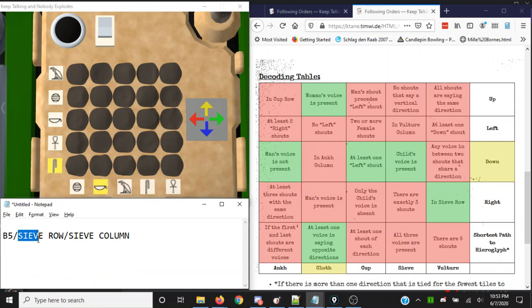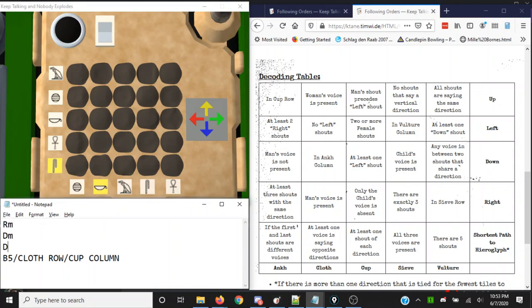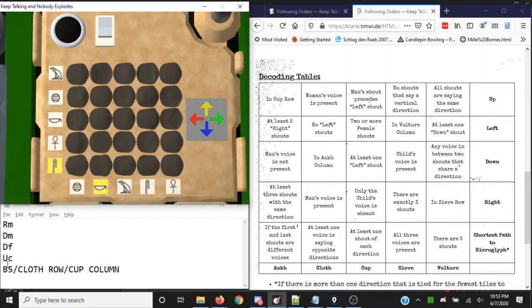Bravo 5, claw row, cup column. Refresh the table, let's go again. Right! Down! Down! Stop there. Let's go through the conditions.